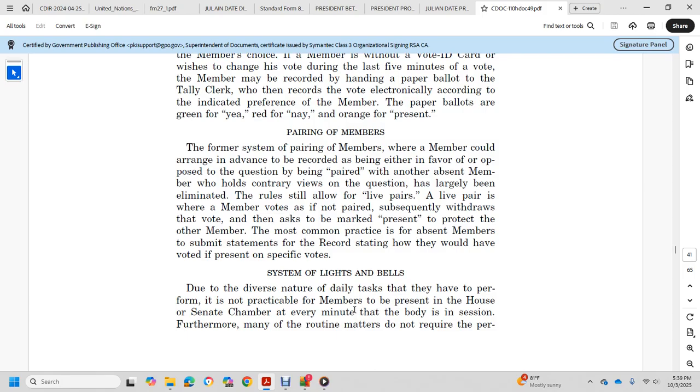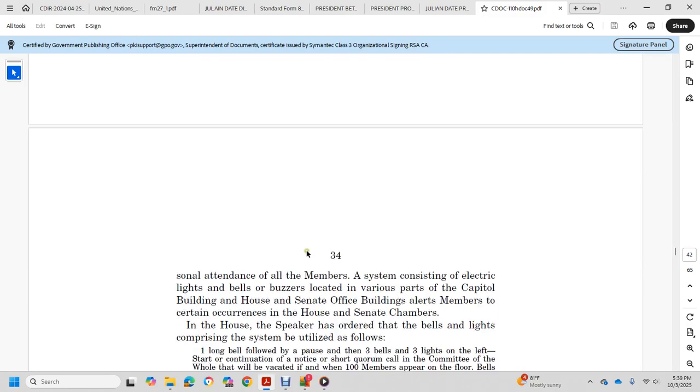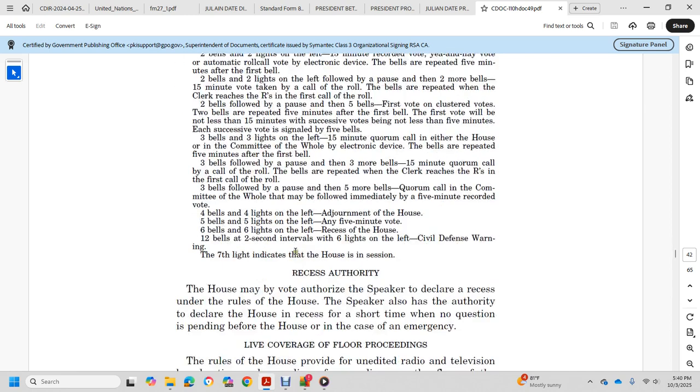The lights and bells system. Due to the diverse nature of the daily tasks they have to perform, it is not practical for members to be present in the House and Senate chambers every minute of the business session. Furthermore, many of the routine matters do not require the personal attendance of all members. A system consisting of electronic lights and bells or buzzers, located at various parts of the Capitol building, House and Senate office buildings, alerts members to certain occurrences in the House and Senate chambers. In the House, the Speaker orders the bells and lights. The system is utilized as follows.